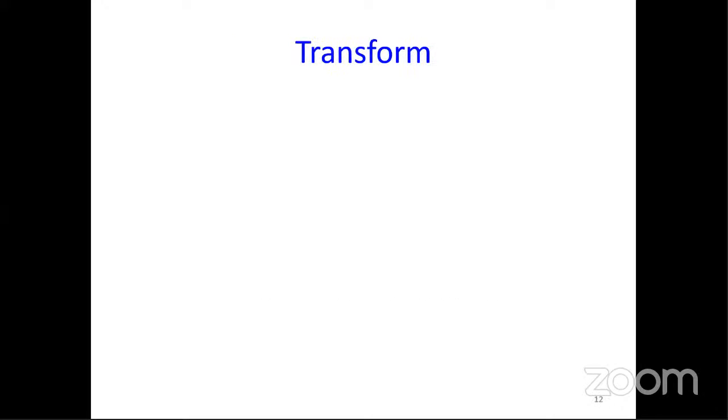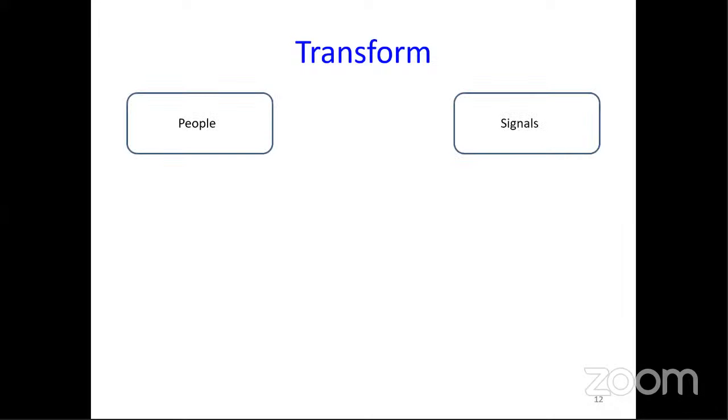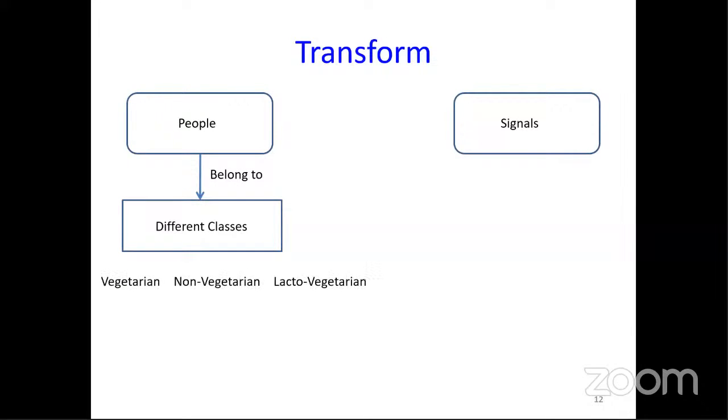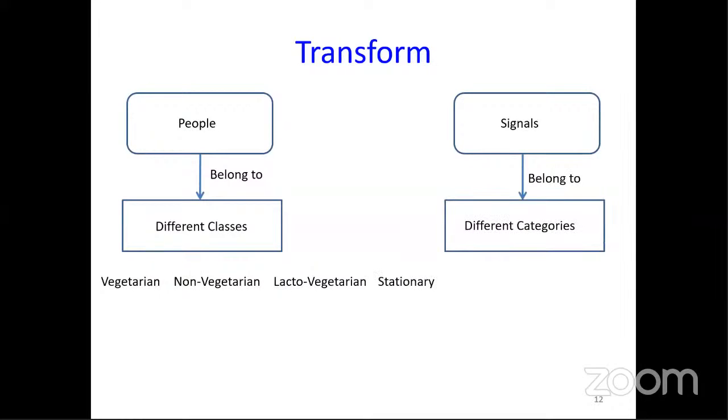Let us try to understand this by means of a very simple analogy. Here we have people at one end, here we have signals at another end. This is the analogy we are going to do. We know that people belong to different categories, at least with respect to eating habit. They have vegetarian, non-vegetarian, lacto-vegetarian, so many different categories of eating habits. So based upon the eating habit, I can classify people into either vegetarian, non-vegetarian, lacto-vegetarian. Similarly, signals belong to different categories, that is stationary, non-stationary, cyclostationary. So I have a one-to-one analogy between people and signal.